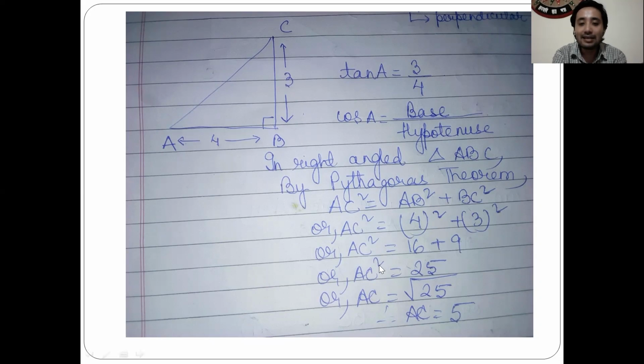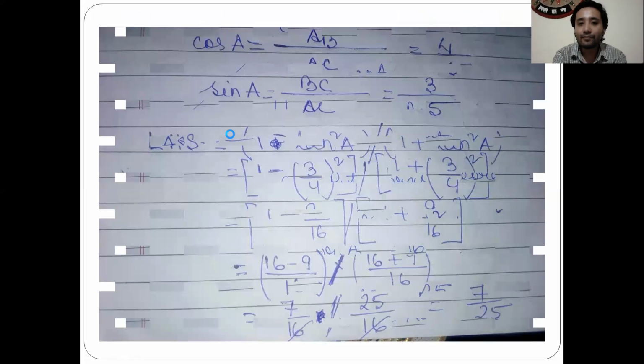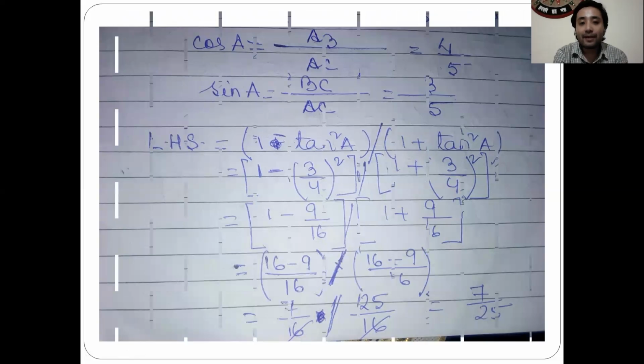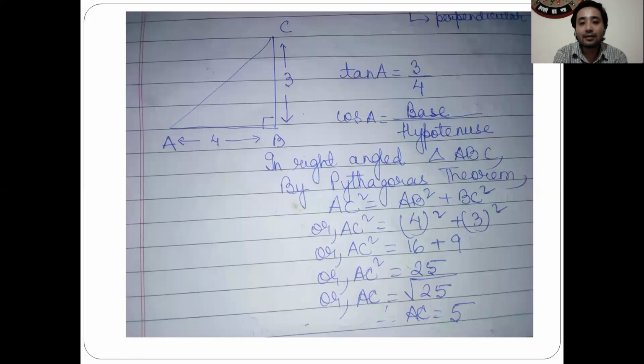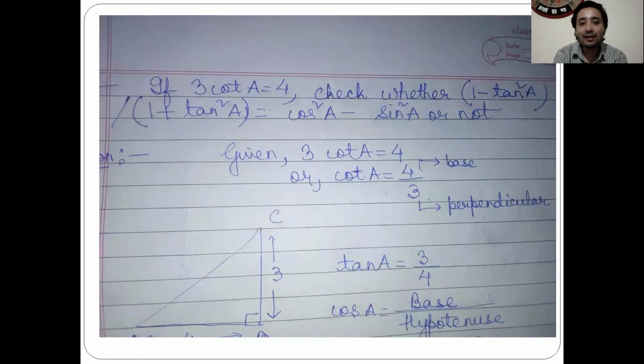So again, when I take the square on the right hand side, it becomes the square root. So square root of 25 is 5. So even this is found. It is how much? 5 now. So AC is 5. So all values are known. 5, 3, 4. Clear?